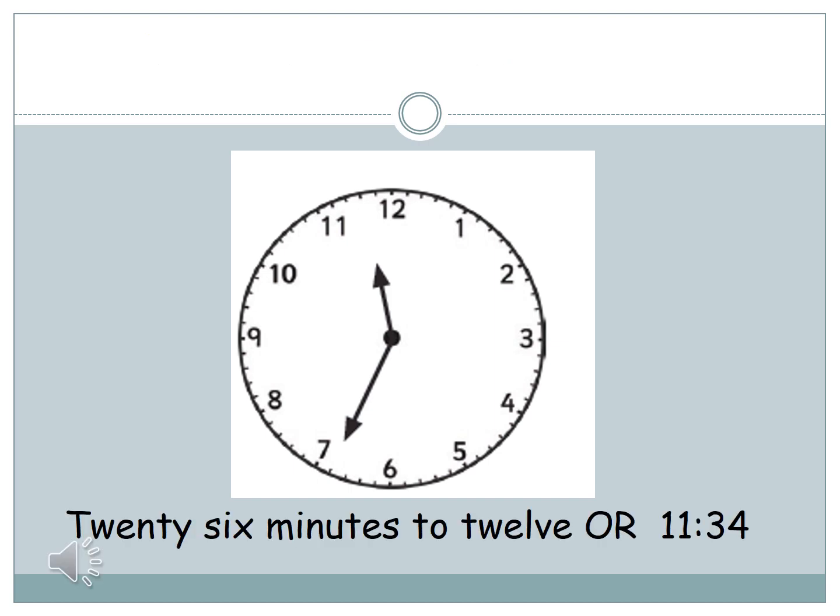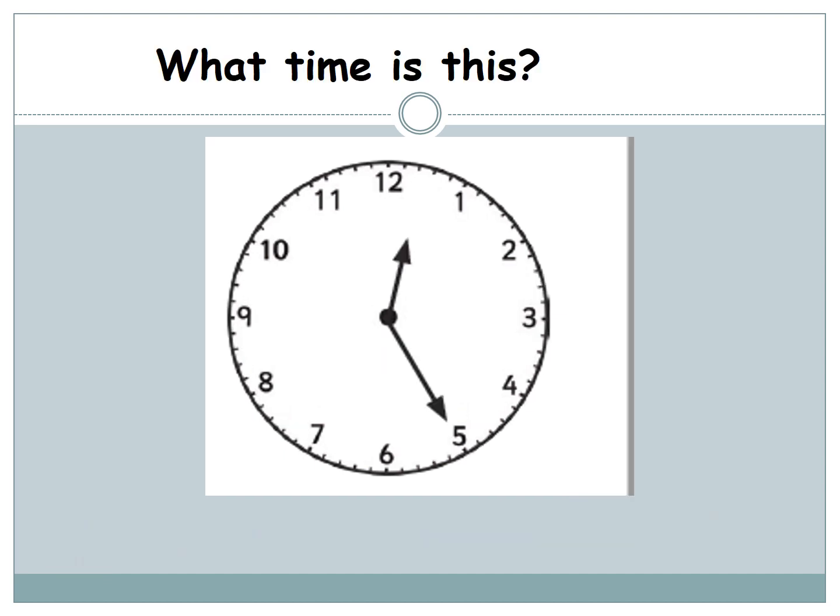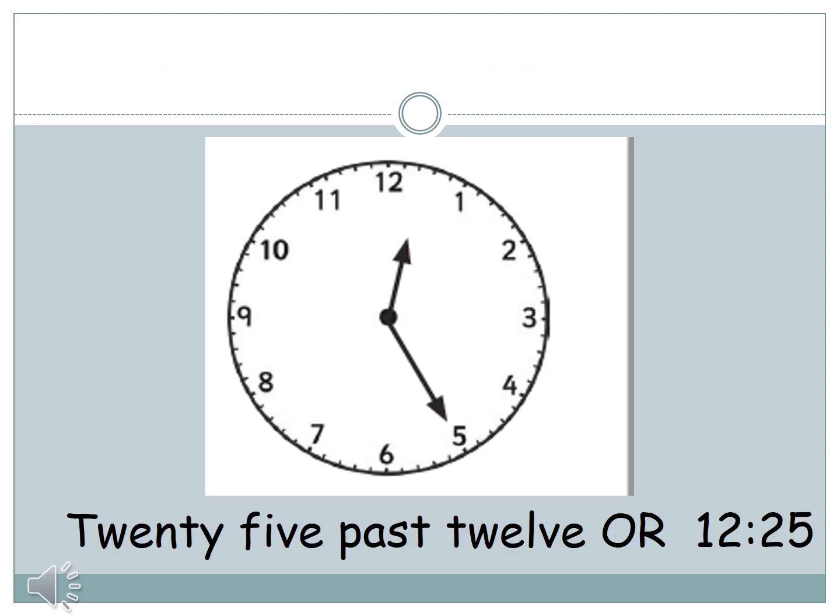This clock is showing 25 to 12, or 11:35 if you're answering in digital. Remember, normally when the clock is showing analog, which is the clock face, you would answer in analog time, but I wanted to show you the digital just to remind you. 12 or 12:25 if we're writing it in digital time.